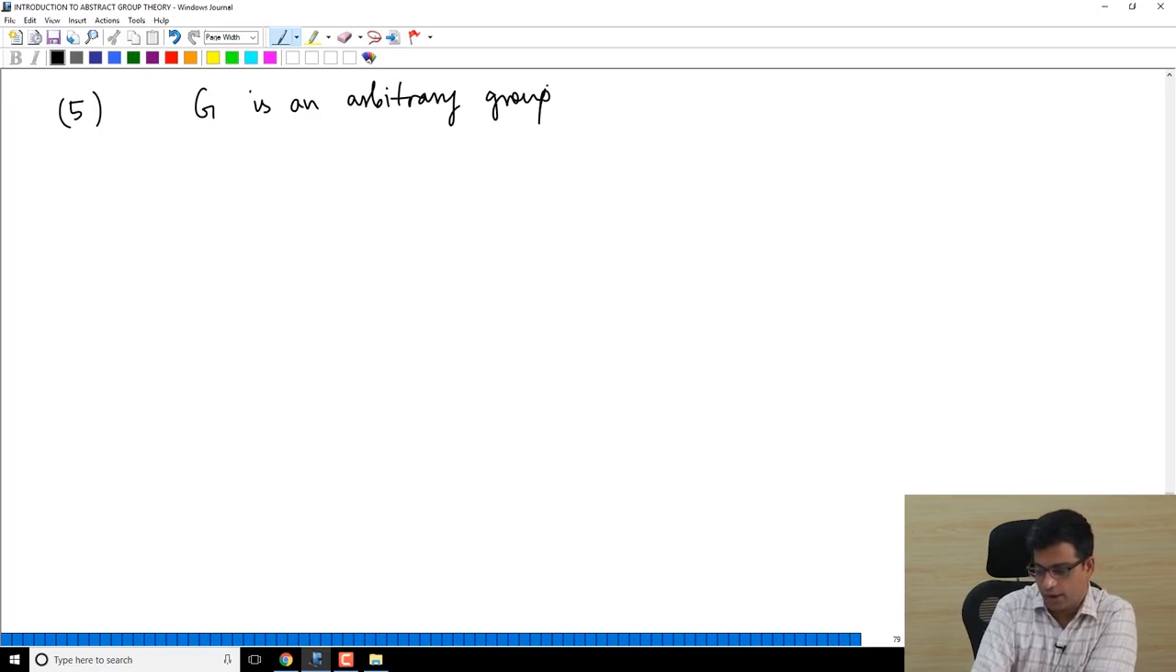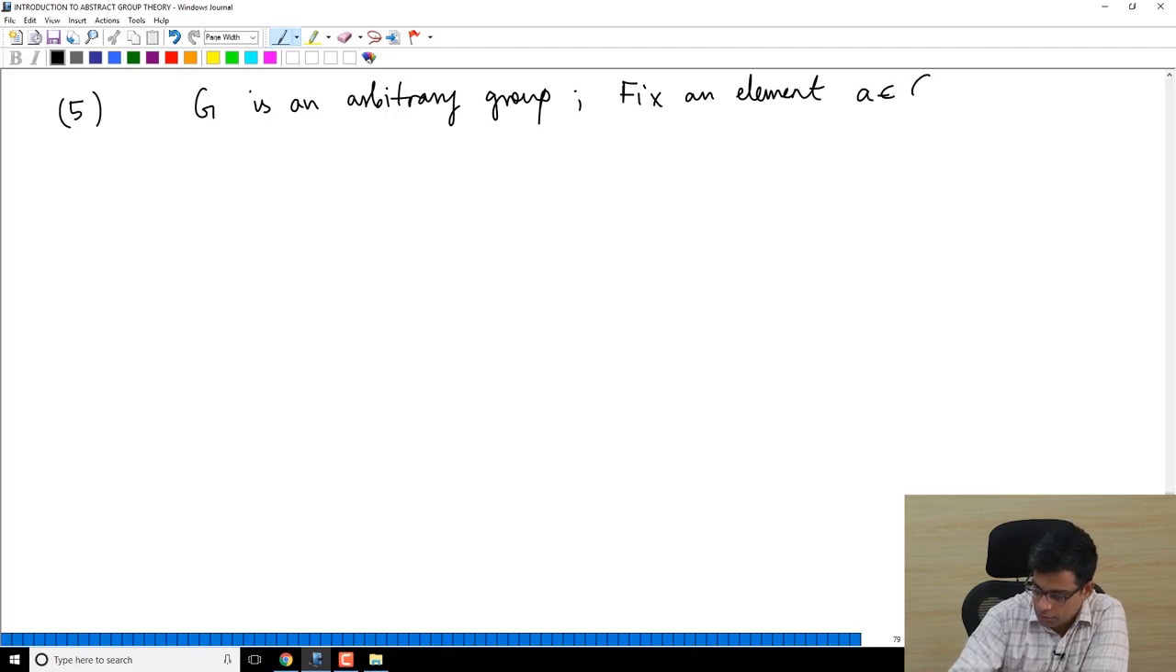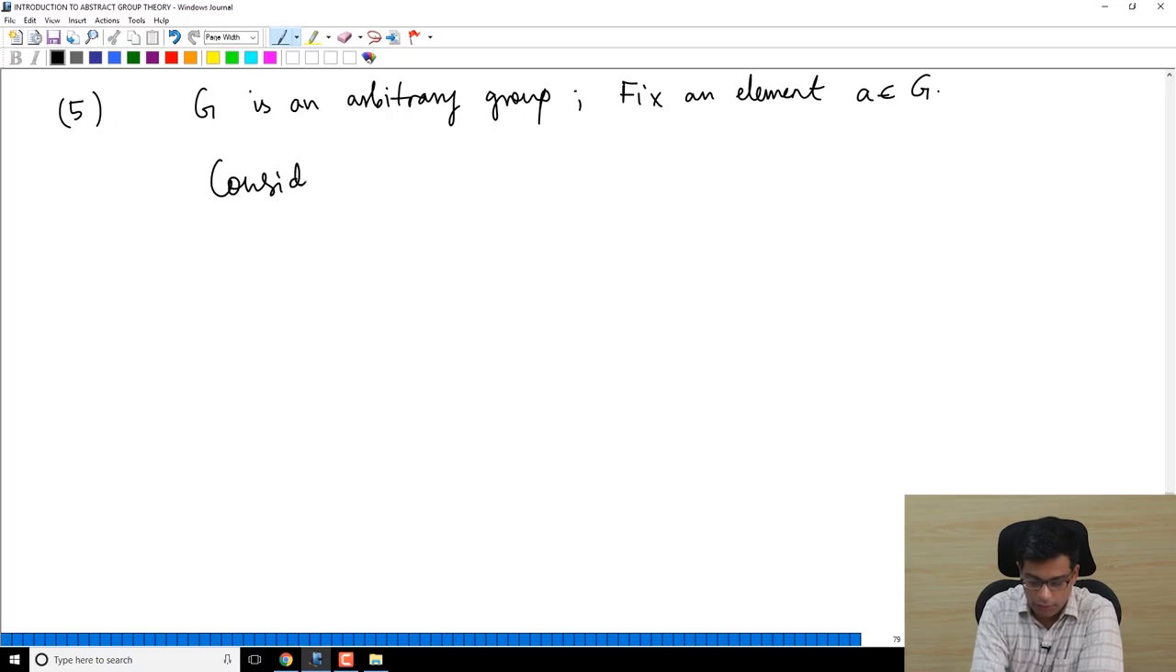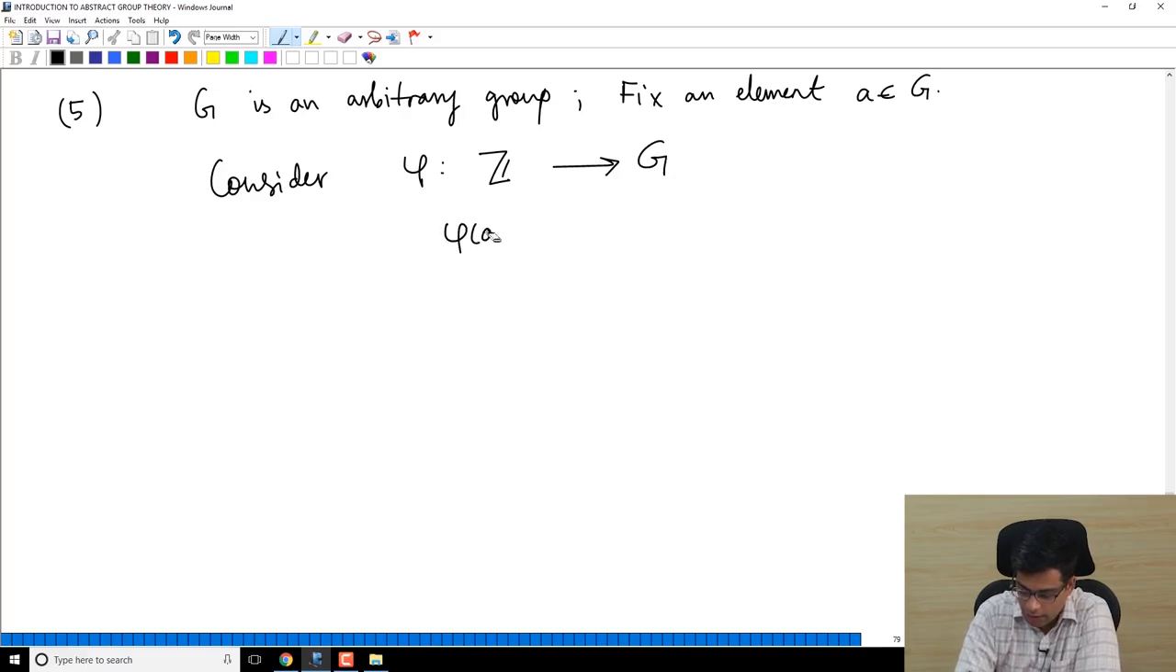So I am going to take any group and fix an element A in G. Consider the following function from the group of integers to G, which sends phi of n, because I have used A for the group element, let me use n for the integer. Phi of n, I define it to be a power n.